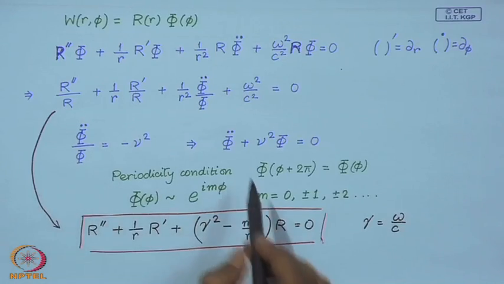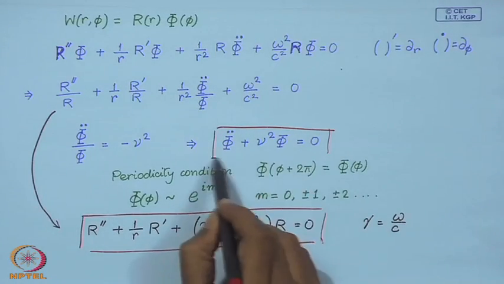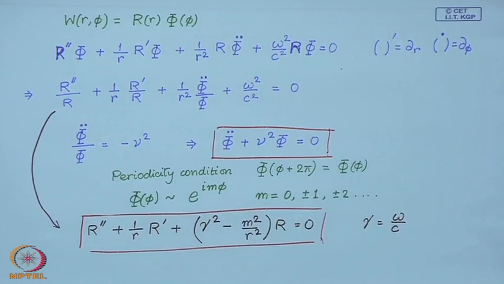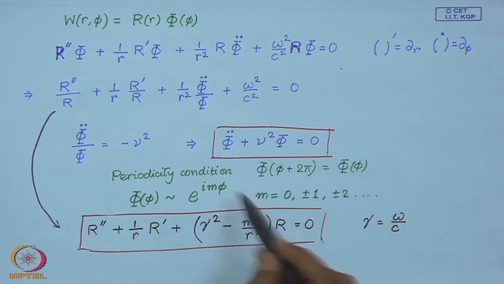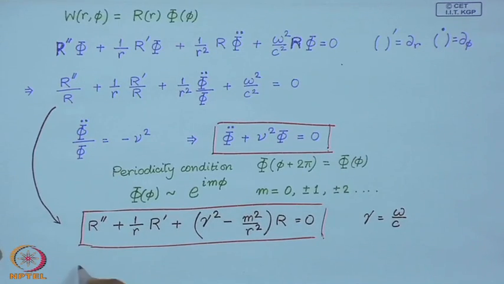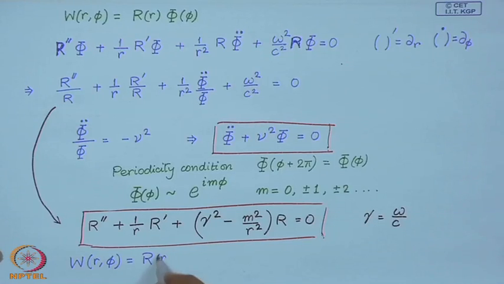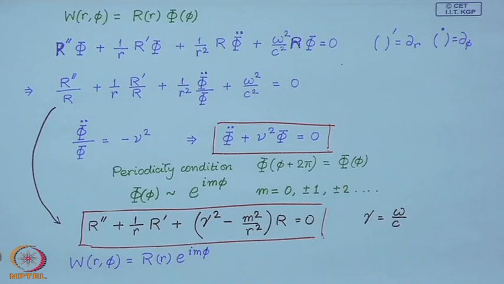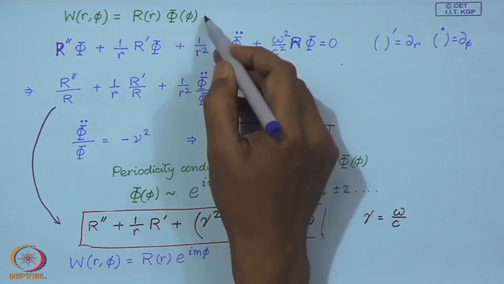So, this equation was for the angular function Phi, and this is for the radial function R. For the angular function we must have a solution like this. So, our solution till now is like this. So, this function.